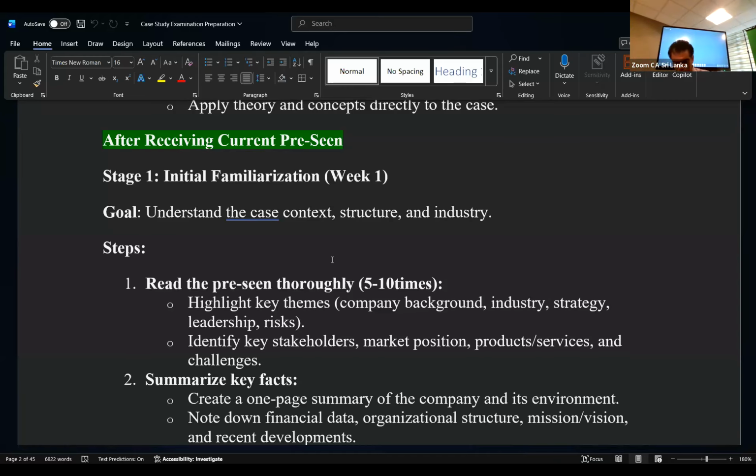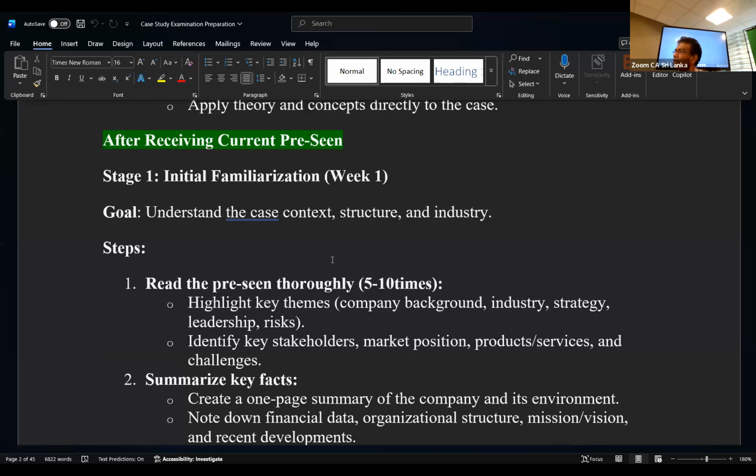When the pre-seen is given by the institute, you must glance through it first. At least half an hour per day in the first week, you read it. You won't be able to understand anything, but at least one week you must read it yourself. Without that, you will not understand the contents of this pre-seen. Then, after the first week of reading, maybe now 1 or 2 weeks have finished.